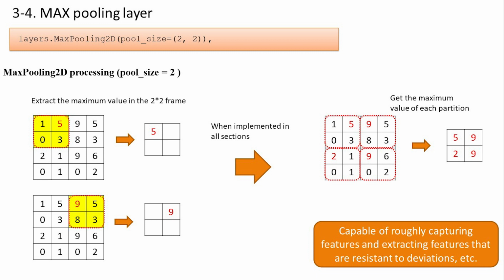It will be the max pooling layer. The program will be one line like this. It will play the role of extracting only the maximum value in the pool size. As shown in this figure, only the maximum value within the size of 2 times 2 is output. So the output size will be half the size. As a result, it is possible to capture rough features and extract features that are resistant to deviations.